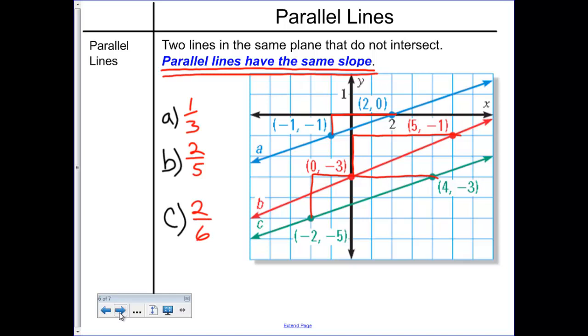2 over 6. So the lines up here that are actually parallel to each other are A and C. A and C are parallel because they have the same slopes. Even though the red one looks like it may not intersect the blue one, eventually it will because it does not have the same rise and run.